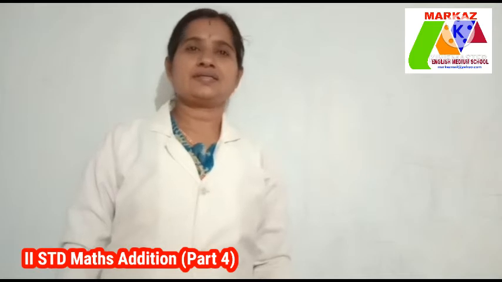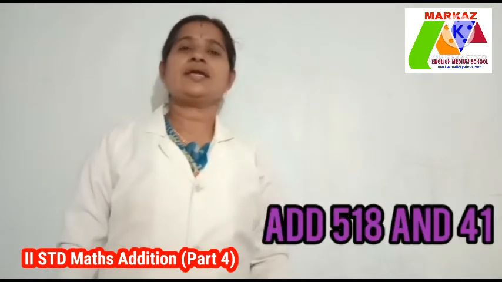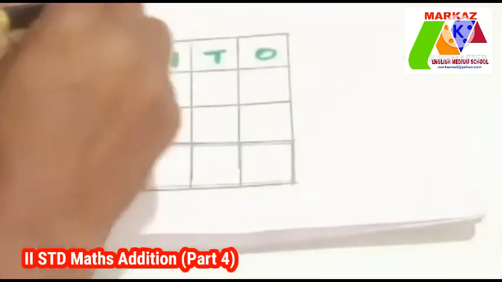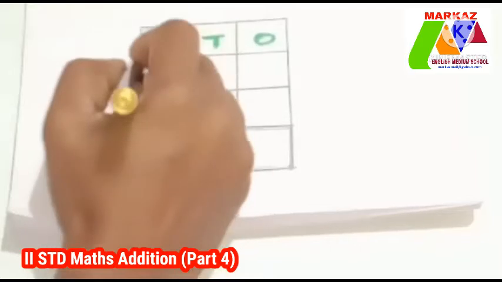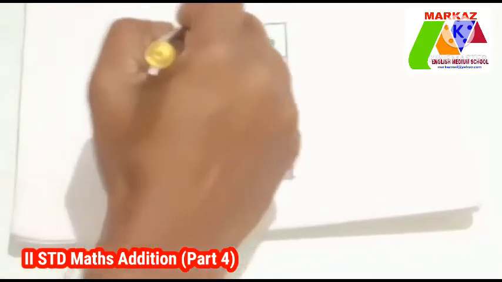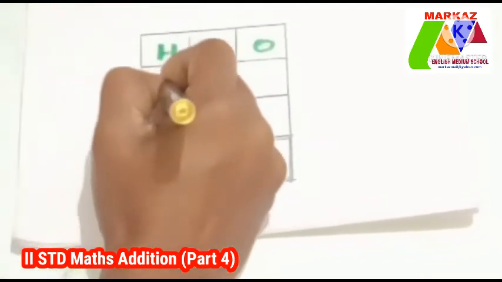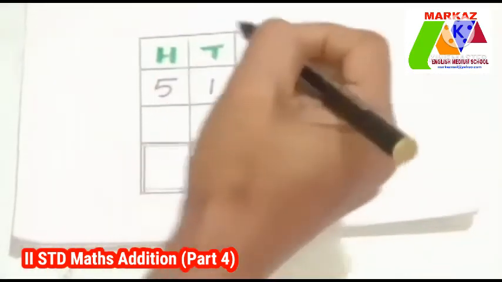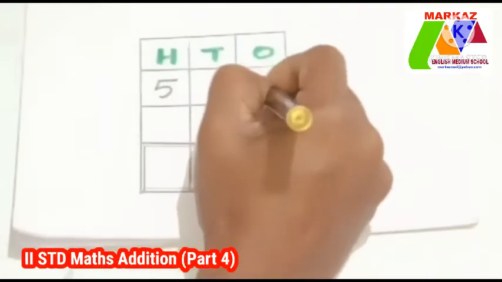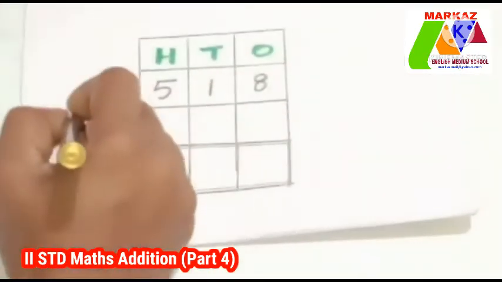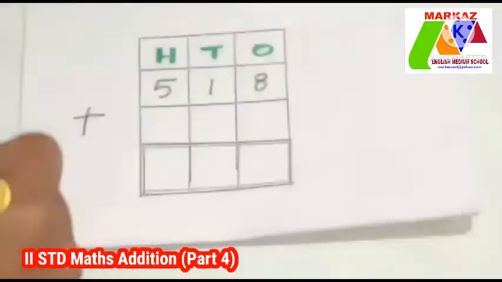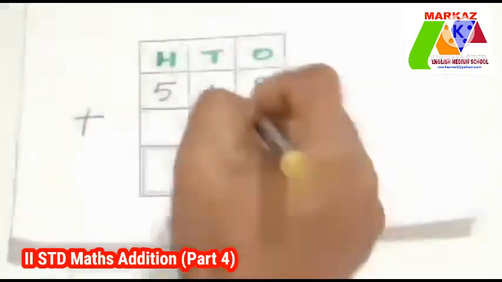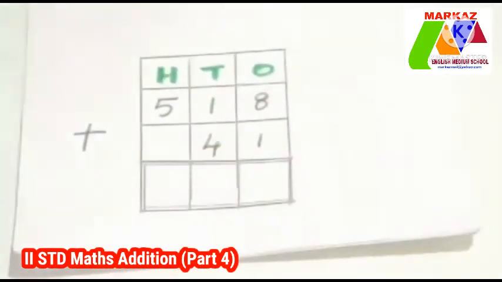Let's take another example. Add 518 and 41. First, we arrange numbers in proper column. 518. We know 5 is in hundreds place and 1 is in tens place and 8 is in ones place. Plus 41. 4 is in tens column and 1 is in ones column.